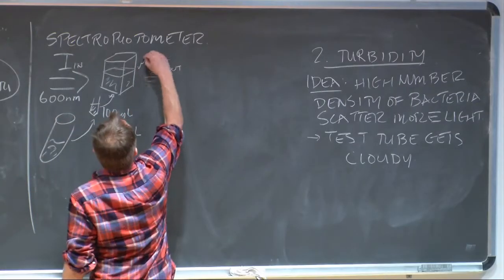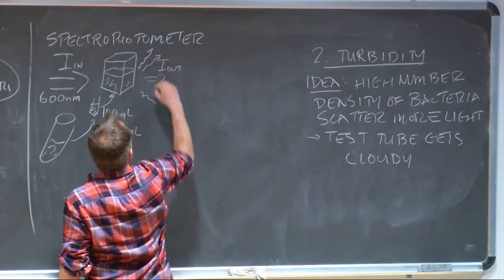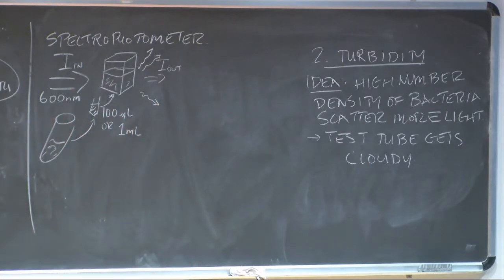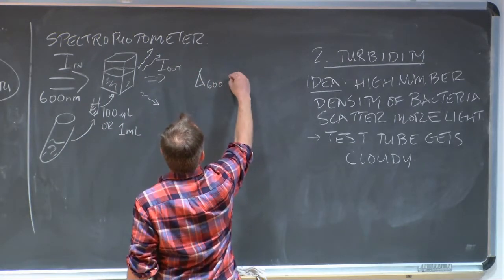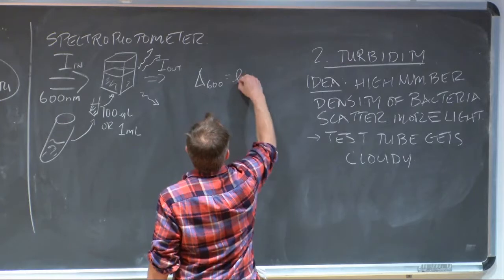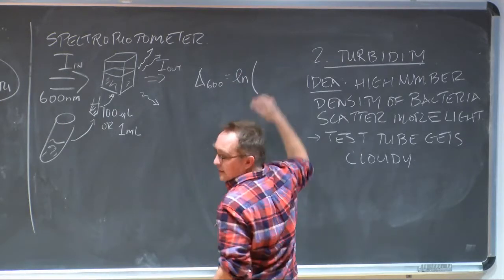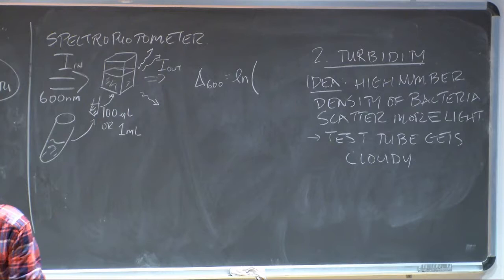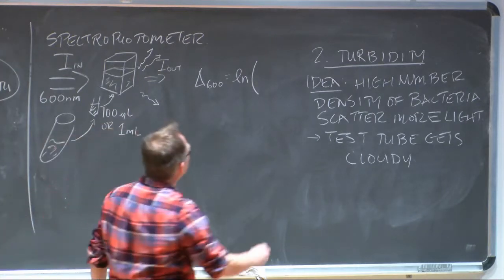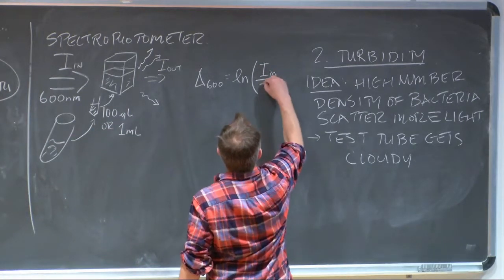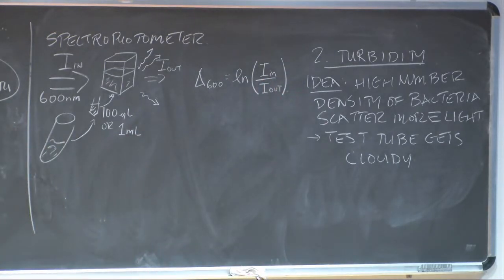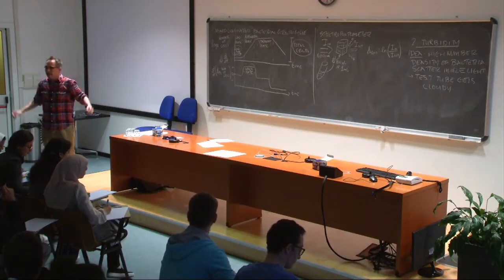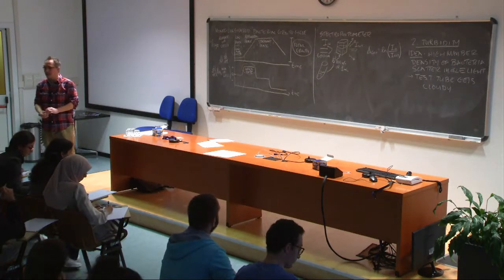So you shine a beam of 600 nanometer light here. A bunch of it gets scattered. And then you measure what's called the absorbance at 600 nanometers. And that's going to be the logarithm of the intensity, I was mixing up the order here, intensity in over the intensity out. All right. And so the higher that number is, the more the light is scattered. Okay, does that make sense?